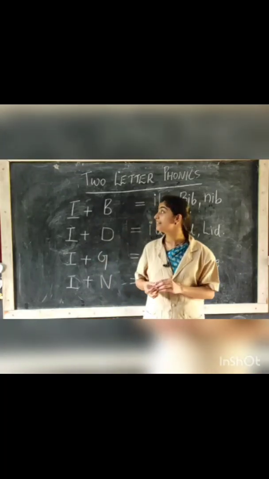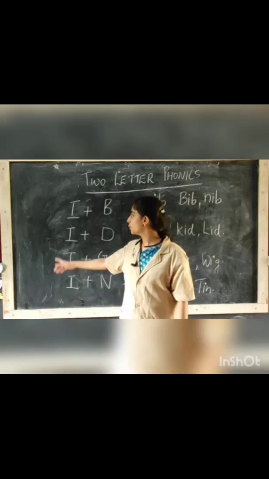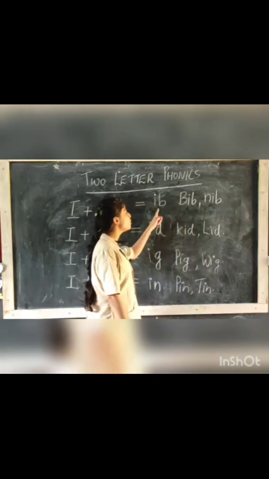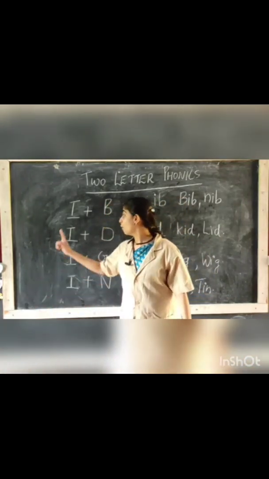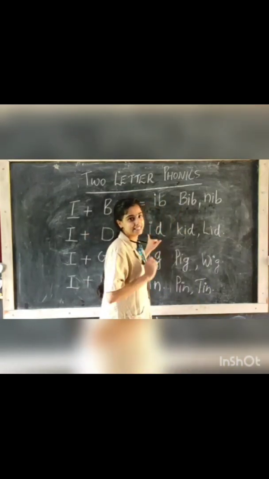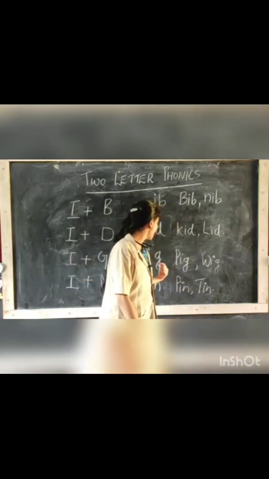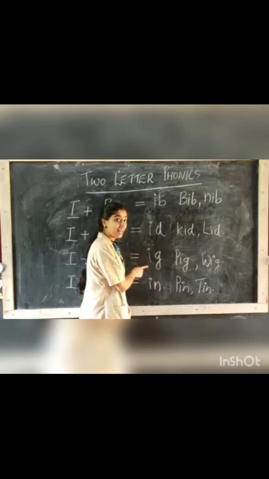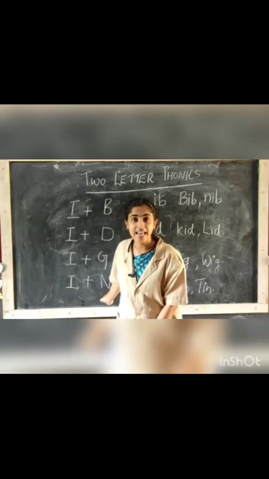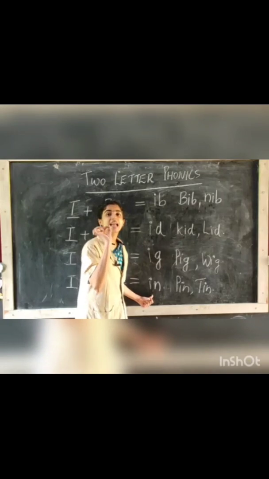Okay, so these are the 4 letters and their sounds that we had learnt. What is the first one? I plus B. What does it sound? Ib. Now, I plus D. What does it sound? Id. Now, I plus G. What does it sound? Ig. Now, the next one. I plus N. What does it sound? It sounds in.